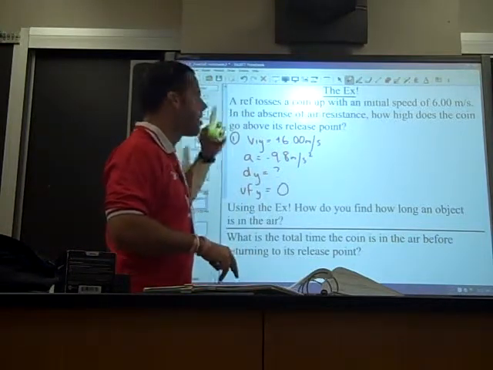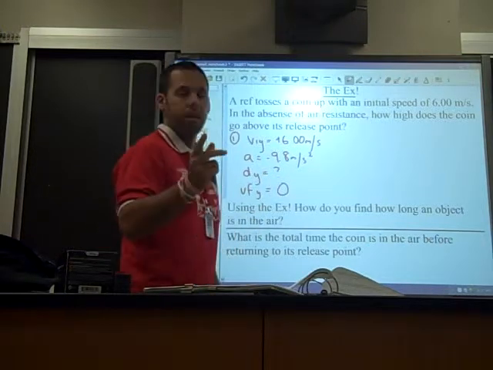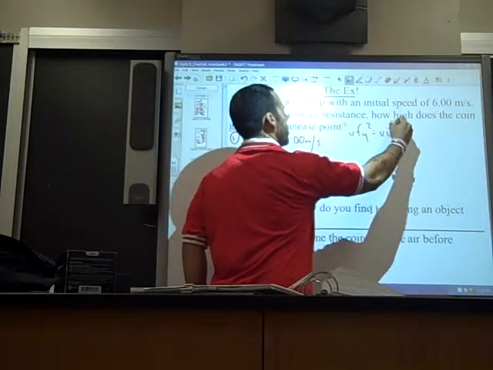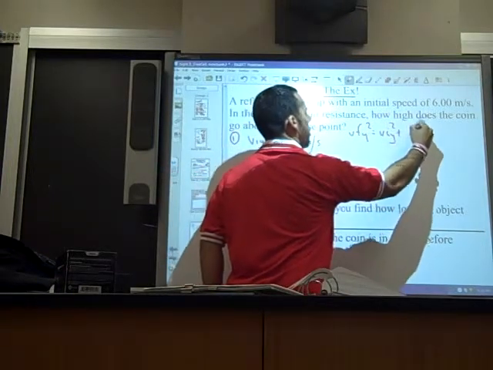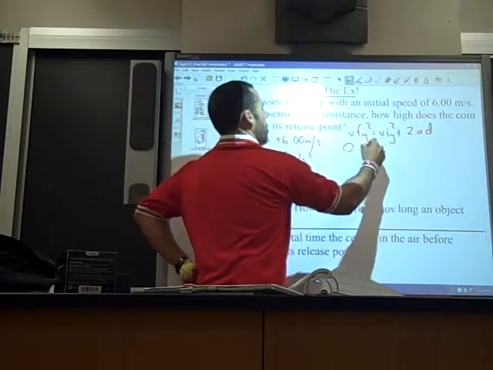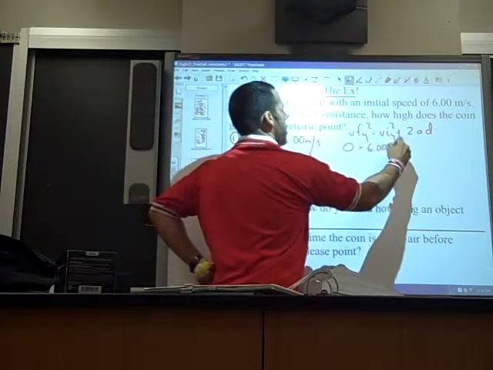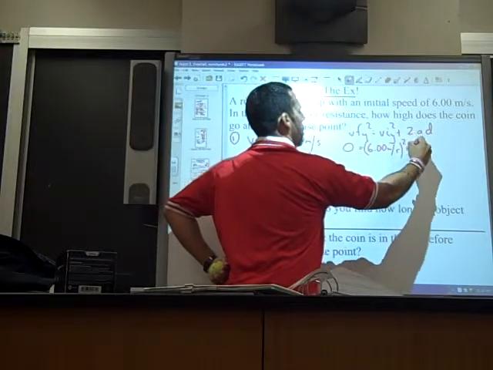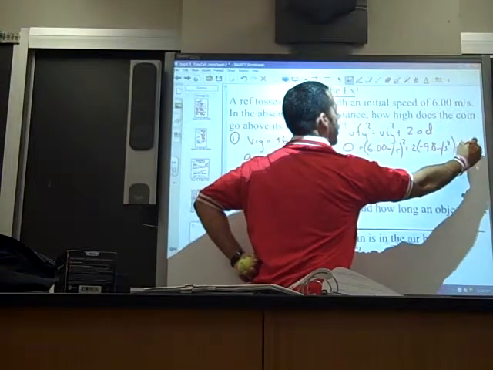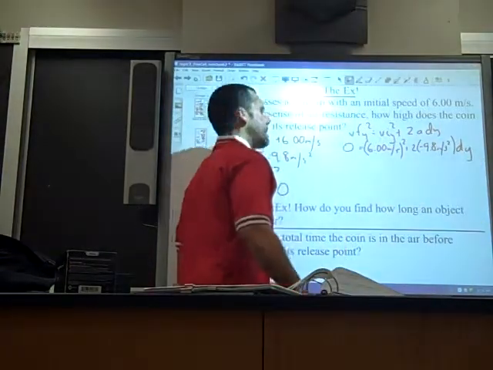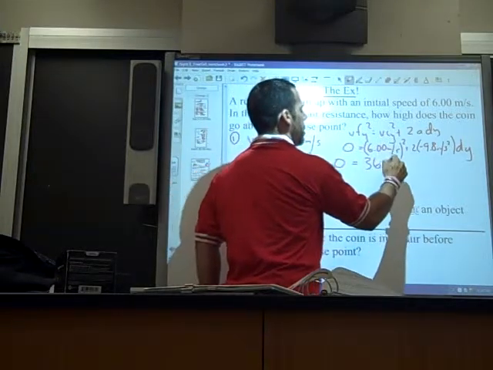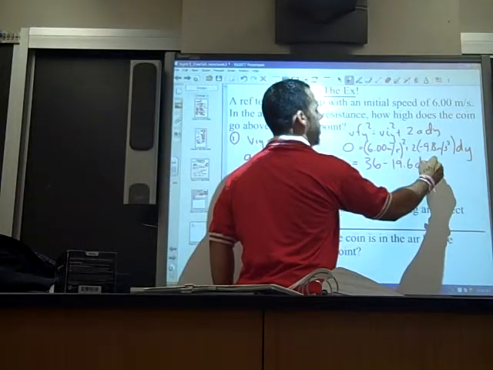So what equation am I going to use here? v final, v initial, a, d. v final squared equals v initial squared plus 2ad. So v final y squared equals v initial y squared plus 2a dy. v final y is 0 equals 6.00 meters per second squared plus 2 times negative 9.8 meters per second squared times dy. Okay, we like that. 0 equals 36 minus 19.6 dy.